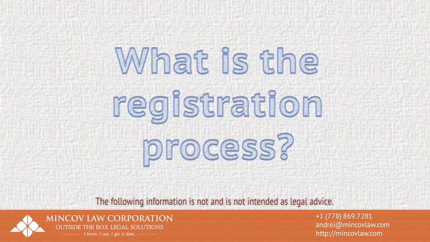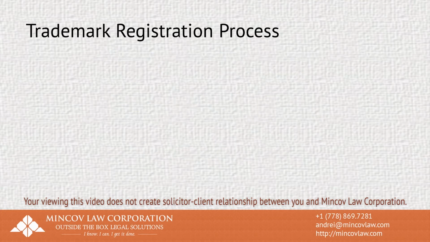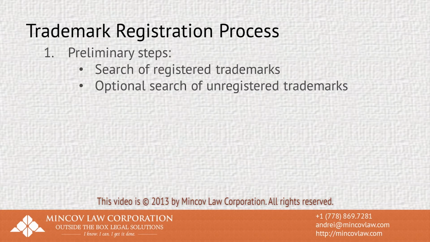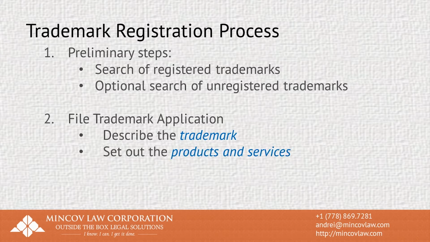In this video, you will learn about the registration process in Canada. The process is quite long here. First, you file the trademark application. In this application, you need to describe the trademark and set out the products and services in association with which you are asking the trademark to be registered. You also need to state the basis of registration. The two most common bases of registration are use in Canada and proposed use.